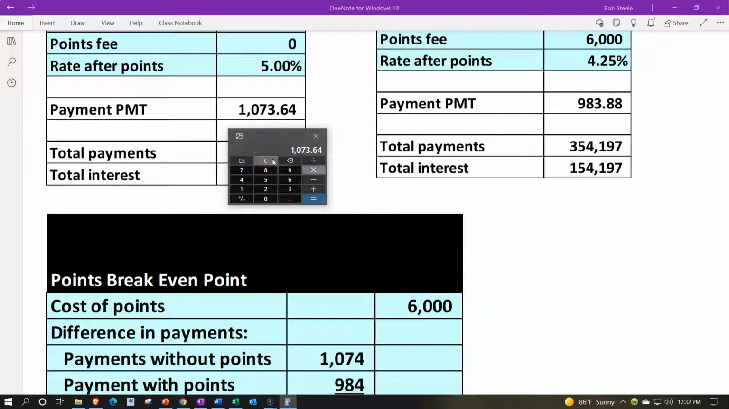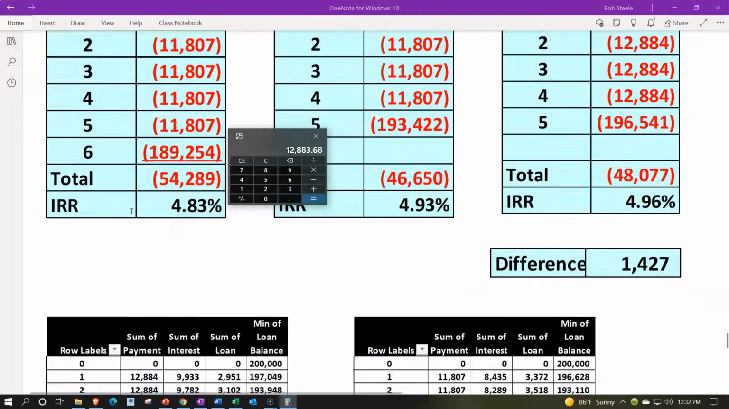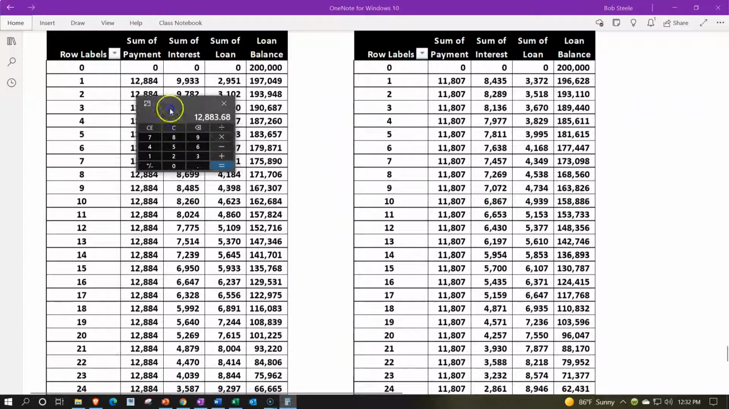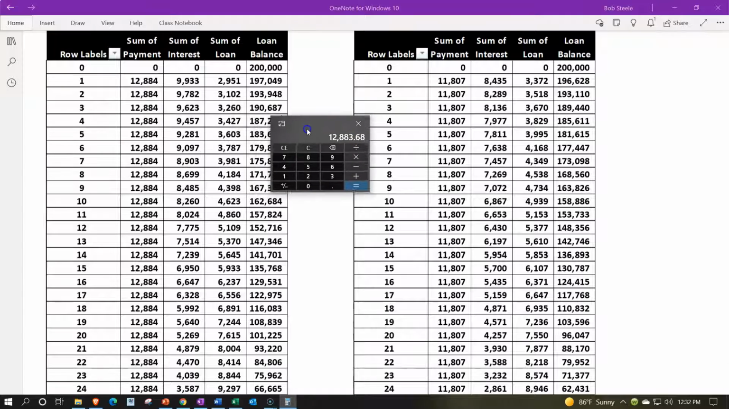That's rounded still, so times 12, because there might be more pennies or more half pennies over there. But in any case, it'd be about 12,883.68, and this one's rounded again. So that gives us the sum of all the payments that are happening in that one year. The same for the interest, the loan balance reduction, and then the ending balance.